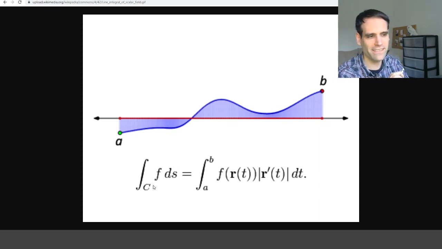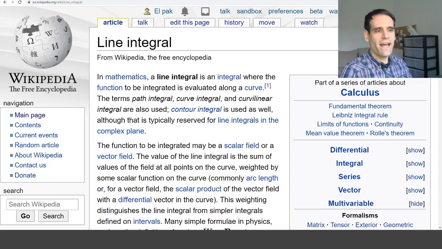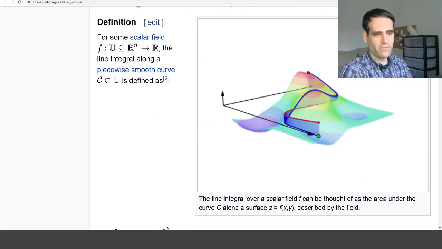I think it's very neat, so I encourage you to go to Wikipedia. If you go to the article on line integral, you will find that animation there.